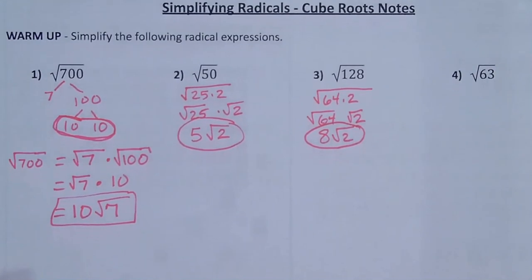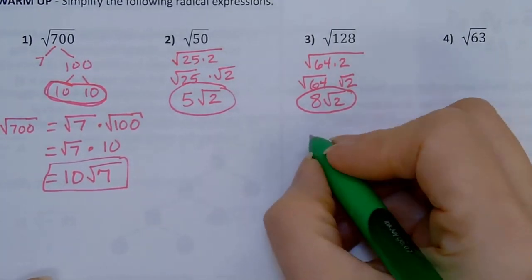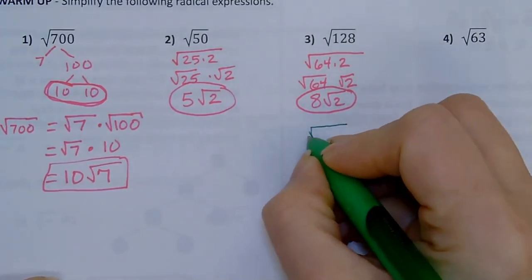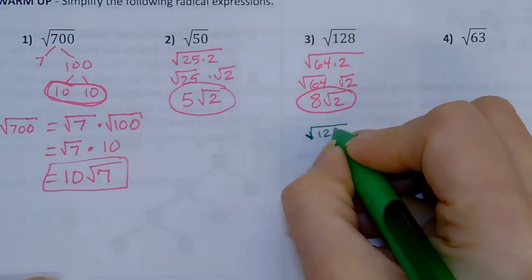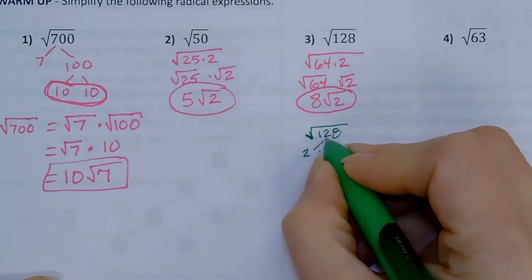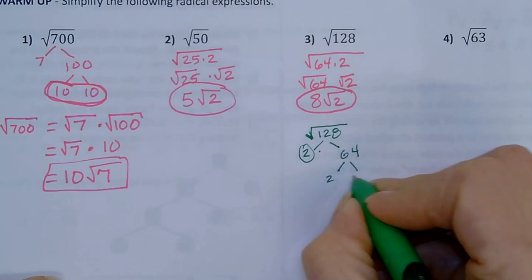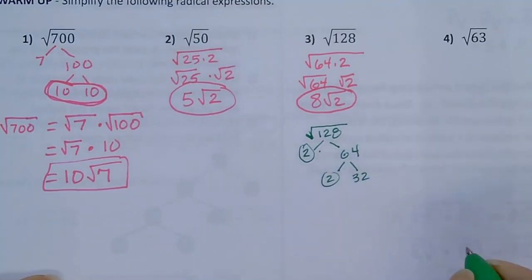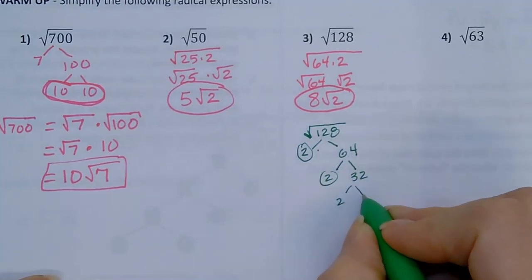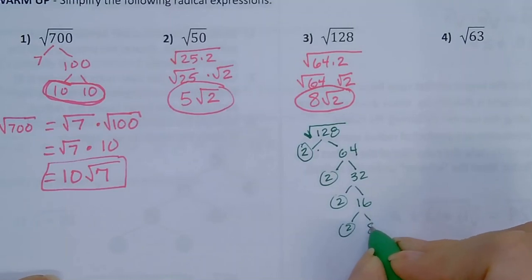Okay, I'm going to solve this one a separate way. I'm going to solve it using a factor tree. Okay, so I better get the same answer, right? So I want the square root of 128. So I know that I have 2 times 64. This is prime, so it stays. This is going to be 2 times 32. That's prime, so it stays. This is 2 times 16. That stays. This is 2 times 8.